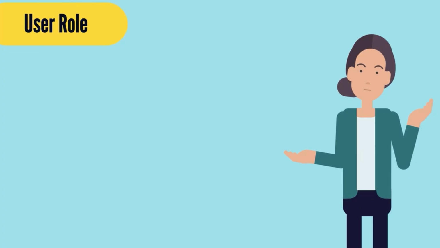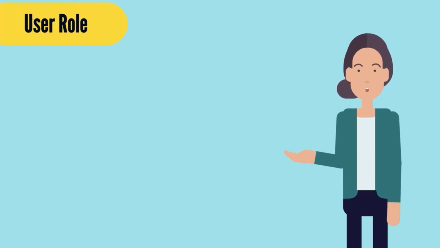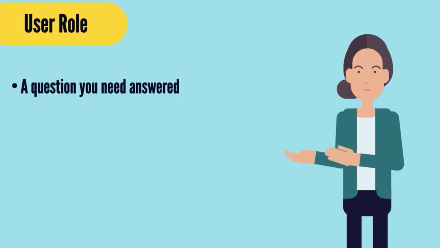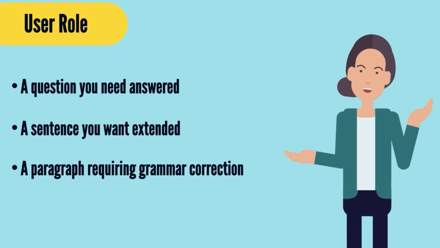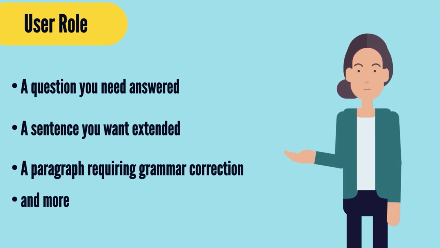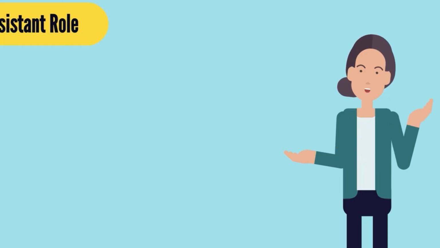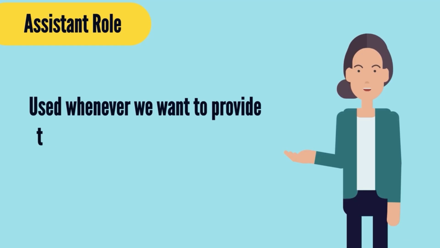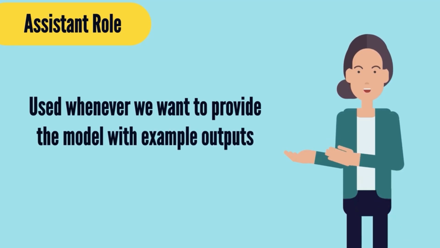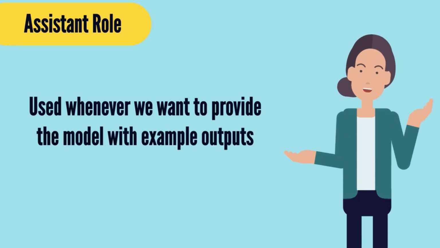The second role on our list is the user role. This is you. The content you pass as a user can range from a question you need answered, to a sentence you want extended, to a paragraph requiring grammar corrections, and much more. The third type of message we can include in our prompt to the model is an assistant message. Assistant messages can be used whenever we want to provide the model with example outputs to give additional context or guide it toward the writing style.